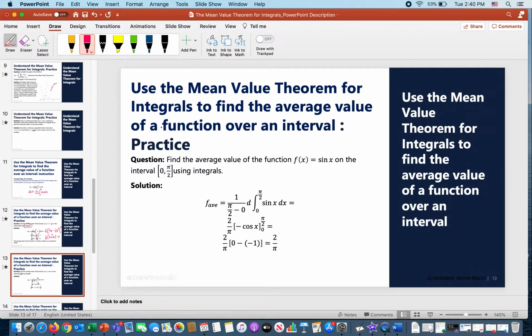Here's a trig function, and we want to do one of these just to make sure that we know kind of how to use the calculator, how to approach these type problems.